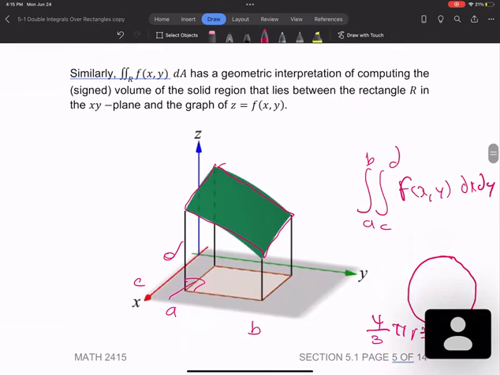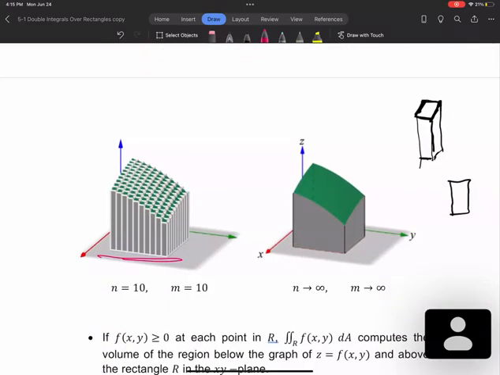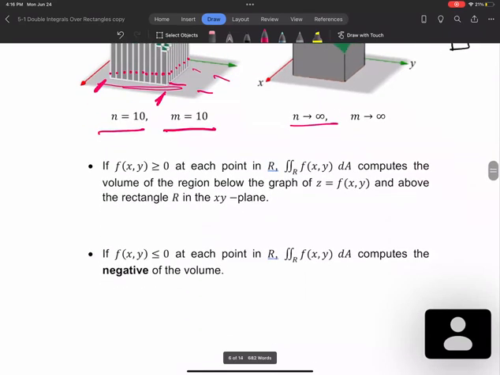And here this is the three-dimensional case. And this is n equals 10, m equals 10. So that means 1, 2, 3, 4, 5, 6, 7, 8, 9, 10. Then I'm going to divide this side in 10 parts, and I'm going to divide this part in 10 times 2. And then when n is equal to infinity, I get the volume.